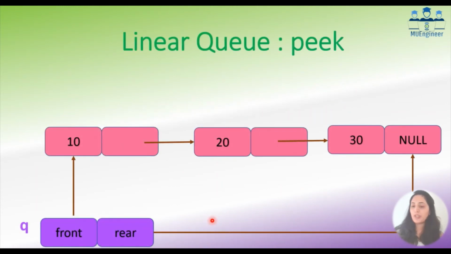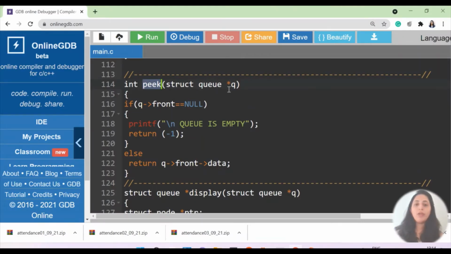Suppose I have this particular queue with me. The queue is named queue, so I will check: is the queue empty? If it is empty, we cannot delete or display anything. So I'll check if queue dot front is null, then I say the queue is empty and I will return -1, because I have to return an integer here. So I'm returning -1, meaning the queue is empty and there is nothing.